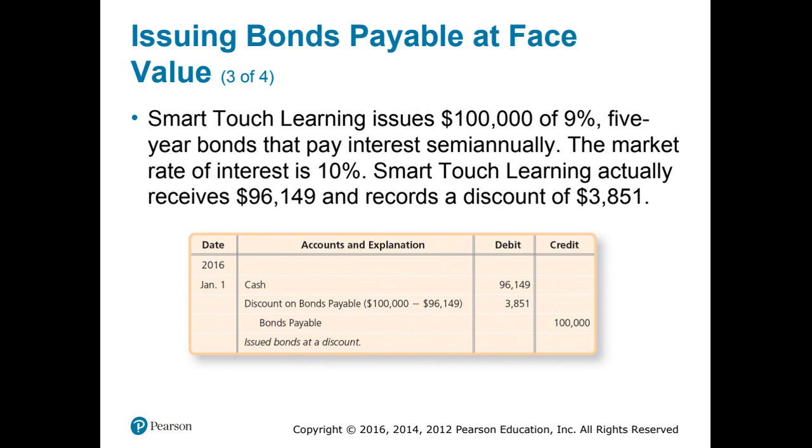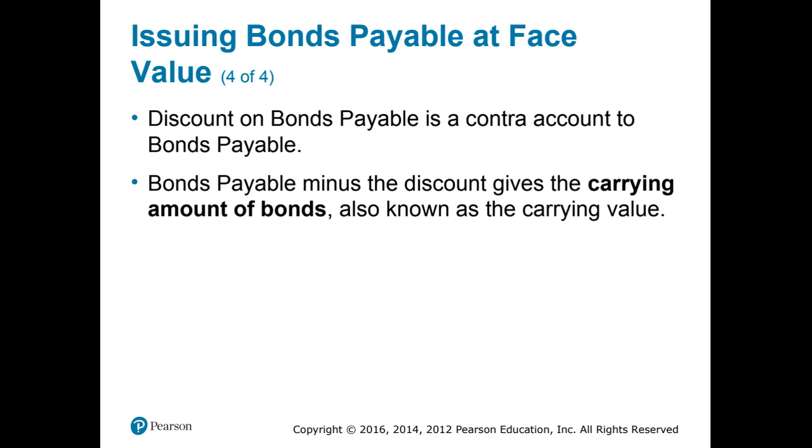And they show here how they calculated the discount. So to calculate the discount, they took the 100,000, which was the issue of the bond, and they subtracted out the cash, and that left the amount that was discounted. Discount on bonds payable is a contra account to bonds payable. Bonds payable minus the discount gives the carrying amount of the bonds, which is also known as the carrying value of the bond.